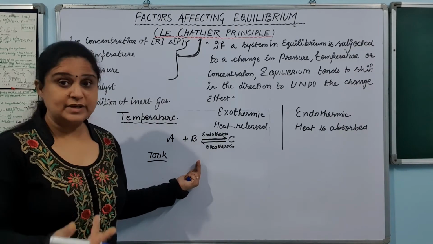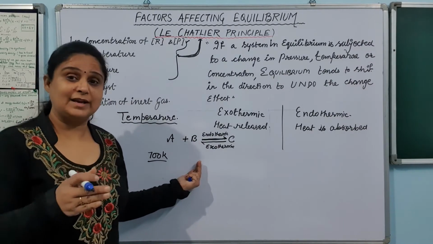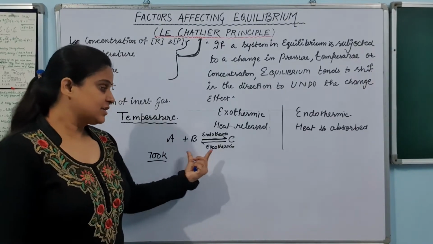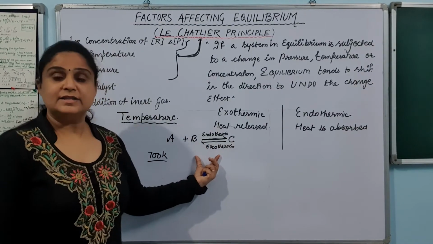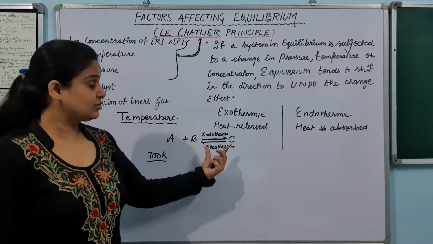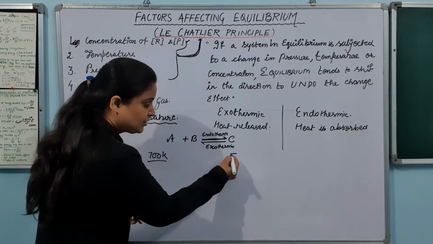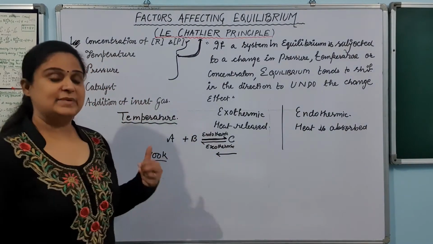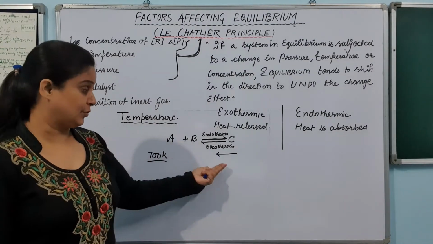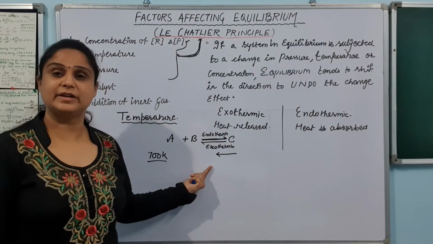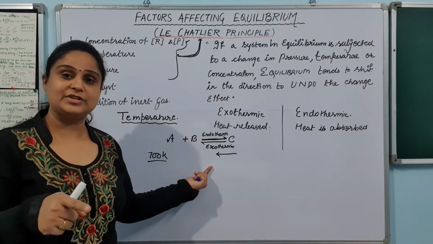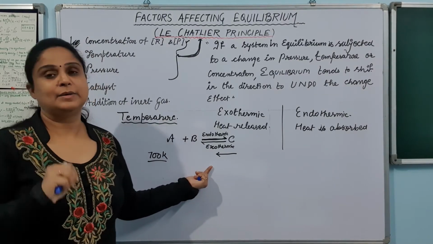Because the heat has to be released. You have decreased it, so it has to take revenge. So what will happen? The temperature will increase only in the case of an exothermic reaction. So it will go in this way, in the backward direction to form the product, so that the exothermic reaction happens and the temperature you decreased increases again.